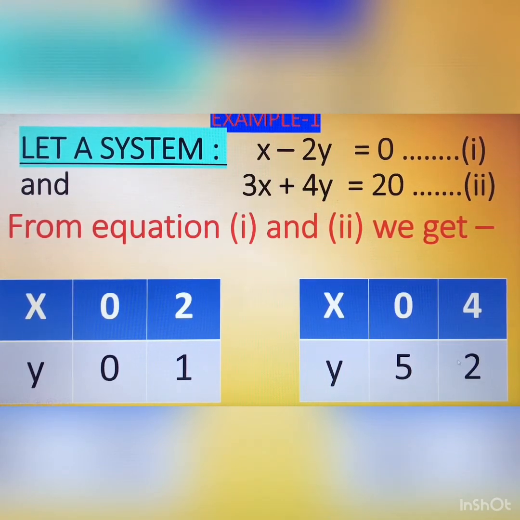And when you put y = 2, then 2 fours are 8, and 8 transposed to the right-hand side, then 20 - 8 means 12. Therefore x = 12/3, and 12/3 means 4. So these are the values of x and y.